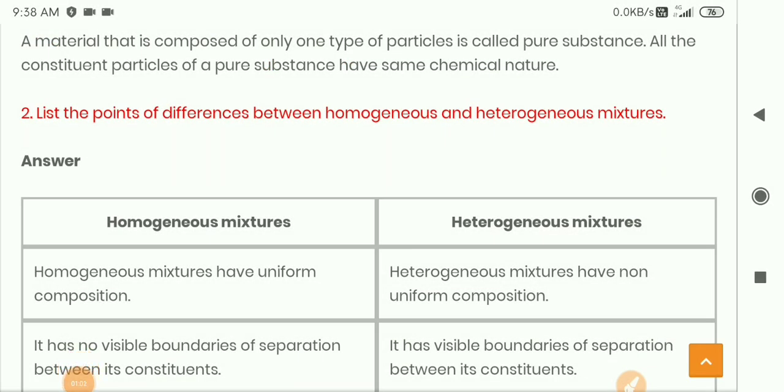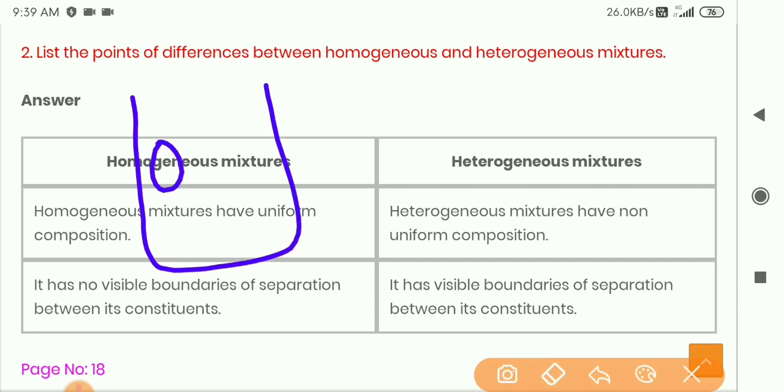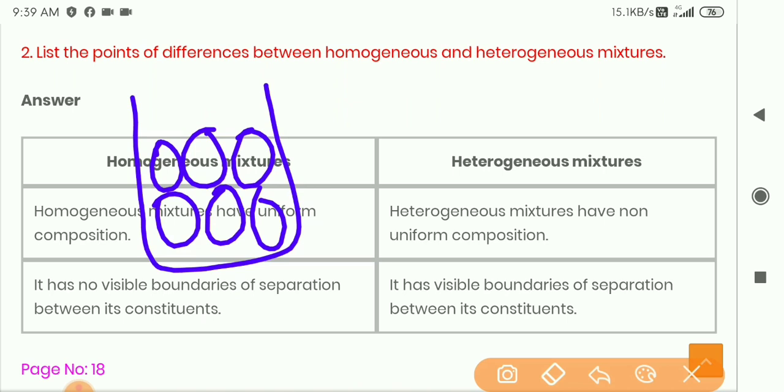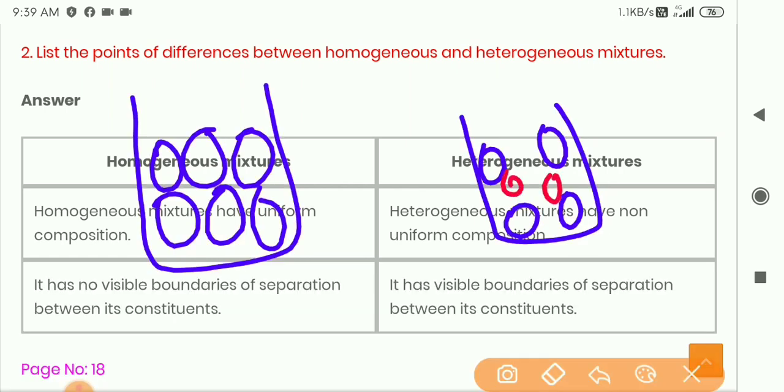The second question is, list the points of difference between homogeneous and heterogeneous mixtures. See, the first difference is, homogeneous mixtures have uniform composition, meaning all the components of the mixture are uniform, there are no other particles. In a heterogeneous mixture there is no uniform composition, like suppose these are a few components and another layer is also there. It is called a heterogeneous solution.